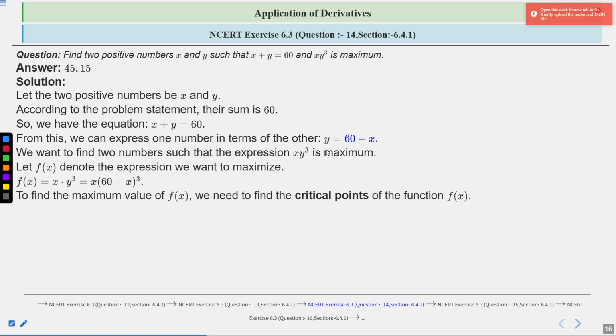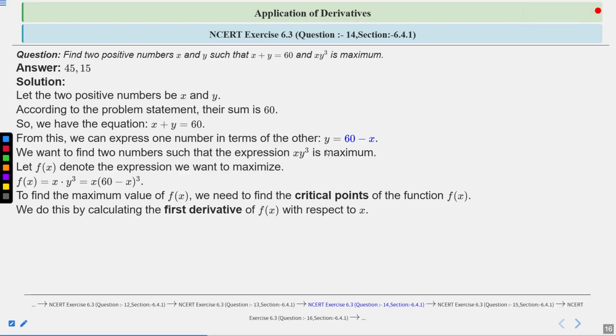To find the maximum value of the function f(x), we need to find the critical points of f(x). We do this by calculating the first derivative of f(x) with respect to x.